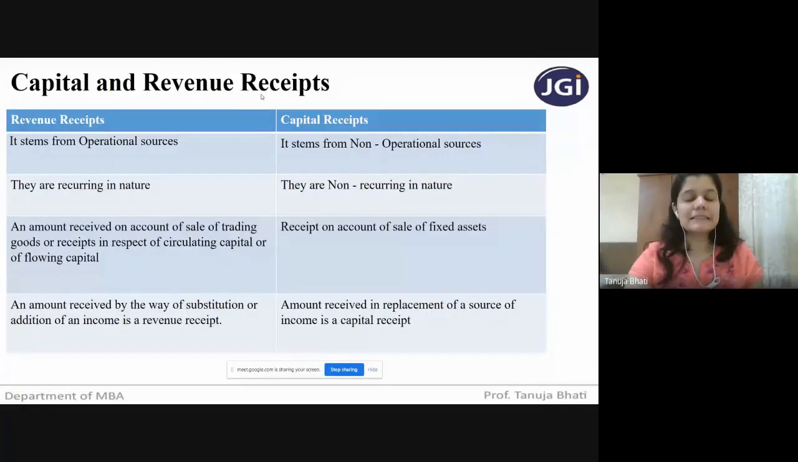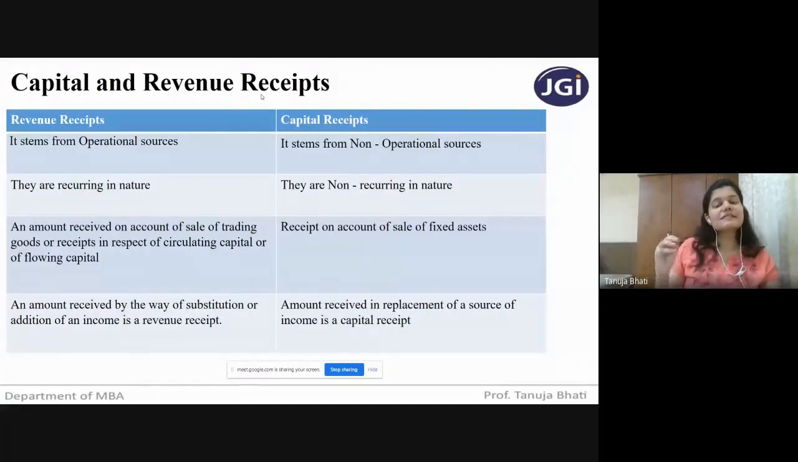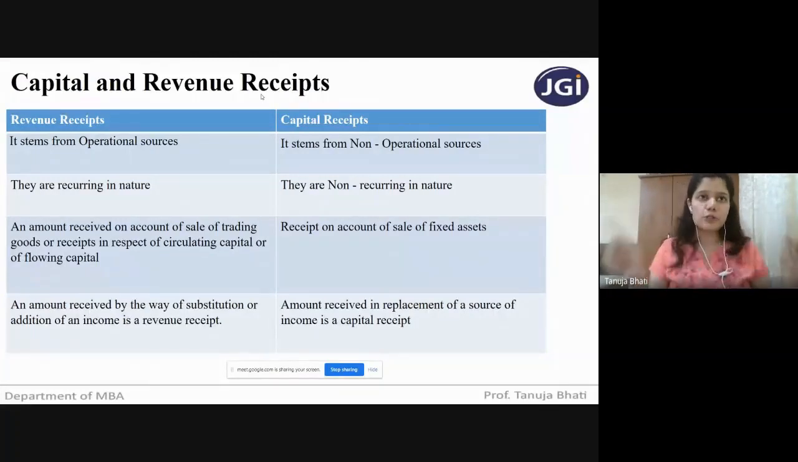suppose to run the business of cell phones, I have purchased a building. When I purchase the building, it becomes a capital asset for me. Am I going to sell that building every month and purchase a building and again start a showroom? No. So capital receipts are the sale of your fixed assets, whatever fixed assets you've taken. Suppose I've taken furniture, a particular showcase just to display all my cell phones. When I'm selling those, that is not my business of selling showcases, furniture, or buildings. Those all are my capital assets.